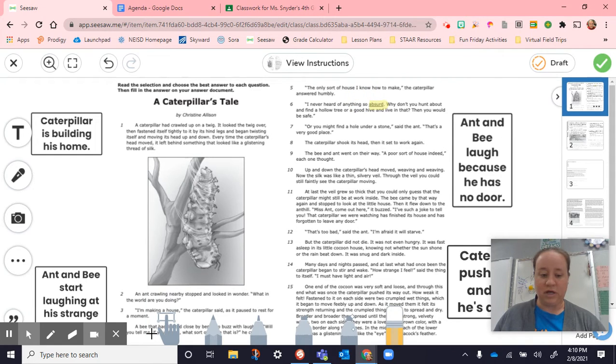So they're talking about, like, why, what on earth are you doing? And Caterpillar says, oh, it's the only house that I know how to make. And they're like, oh, I've never heard of anything so absurd. So we practice looking in the dictionary and how we look that up. And the definition of absurd is silly or ridiculous.